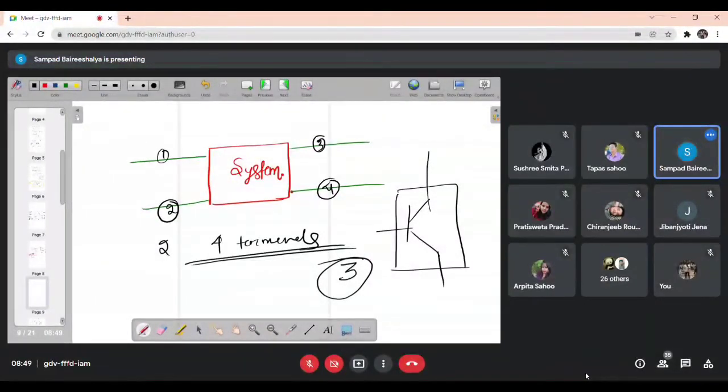Yes or no? Yes, sir. So how will I work? I need 4 terminals, so suppose we take one as common. That is the thing. We have to make one terminal common. Based on that, we have 3 configurations.